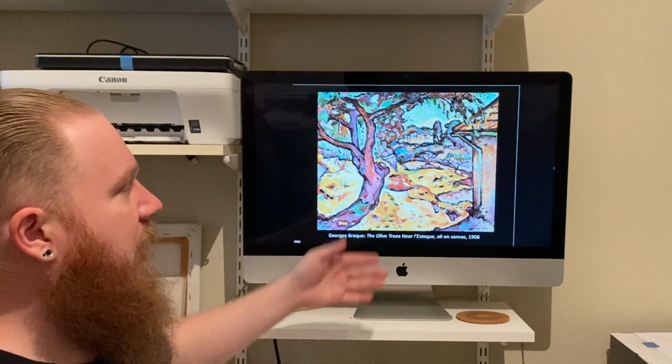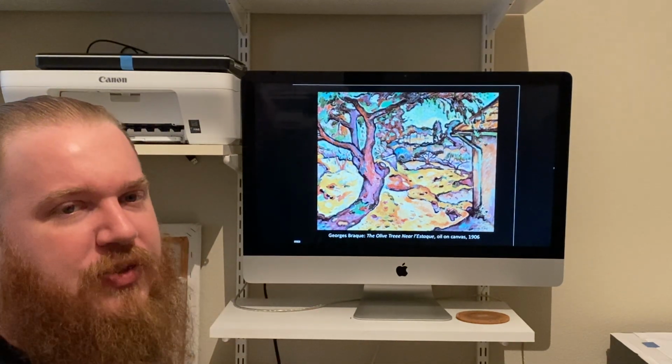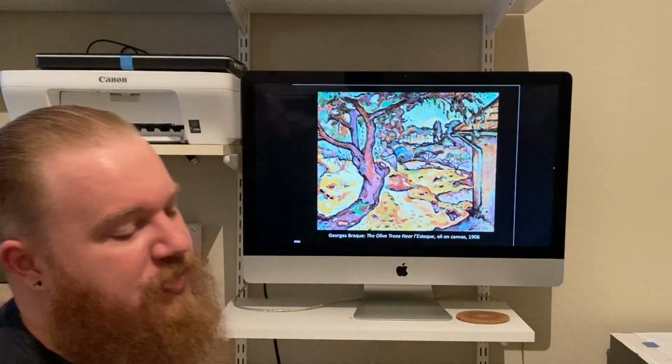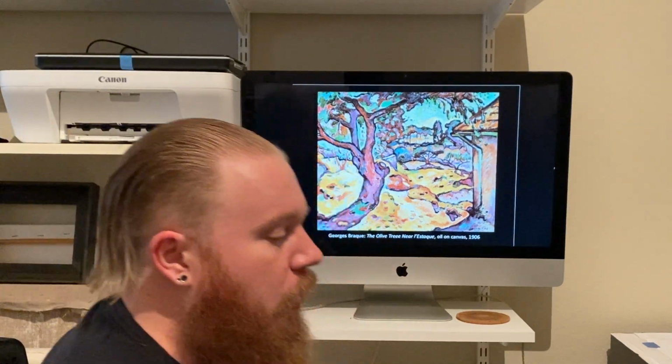So here we can see once again another work, a little bit more heavily tied to post-impressionism and the landscape, but really embracing that exaggerated use of color again, wholeheartedly.